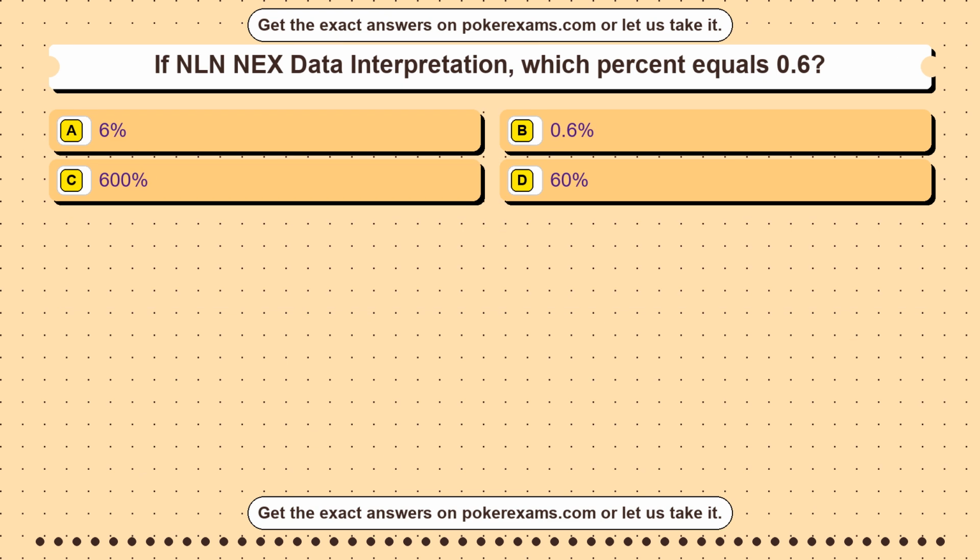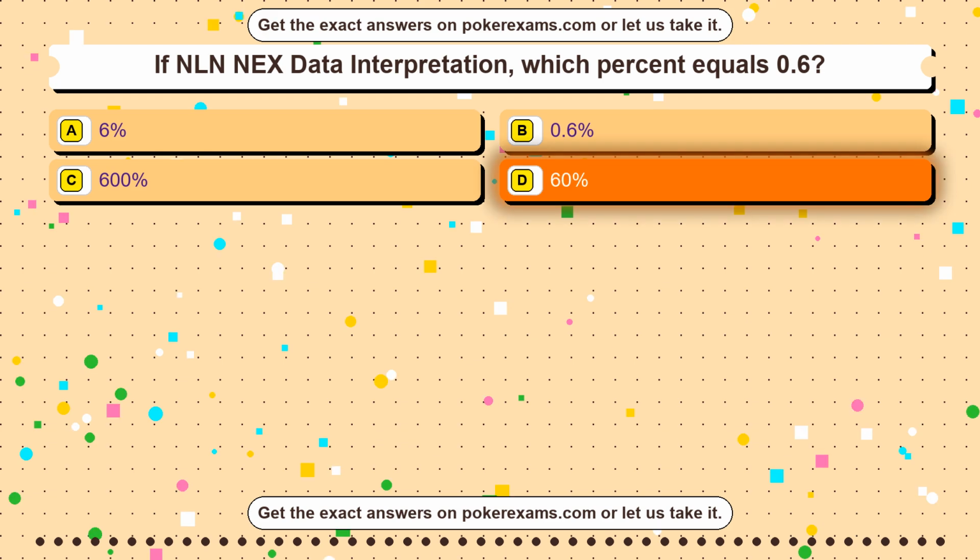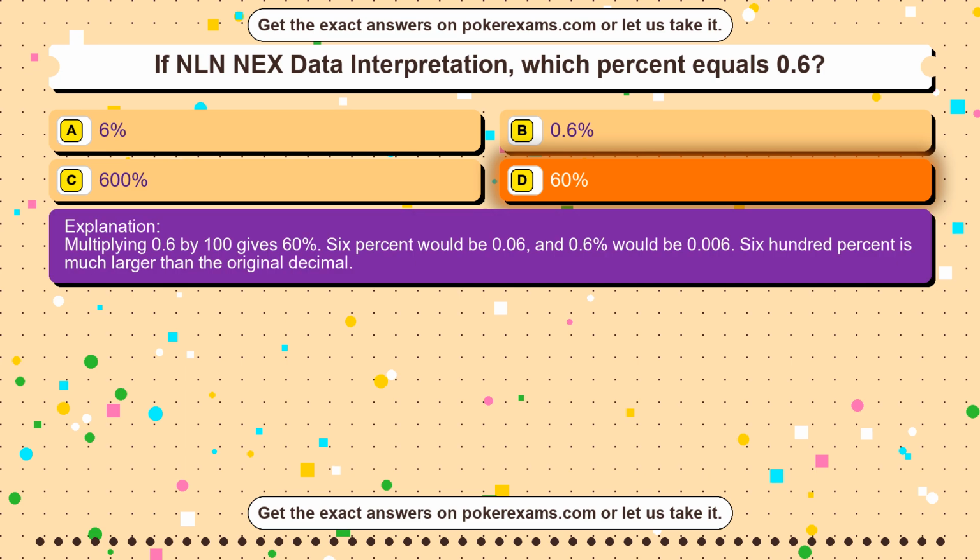Question 10. If NLN NEX Data Interpretation, which percent equals 0.6? Option A 6%. Option B 0.6%. Option C 600%. Option D 60%. The correct answer is option D. 60%. Multiplying 0.6 by 100 gives 60%. 6% would be 0.06, and 0.6% would be 0.006. 600% is much larger than the original decimal.